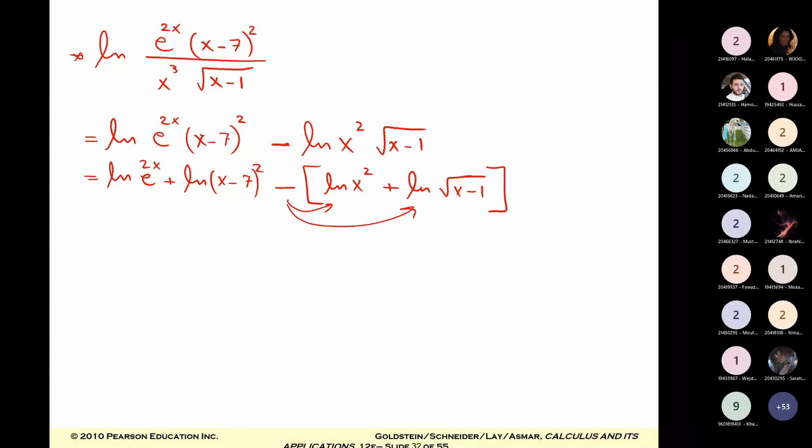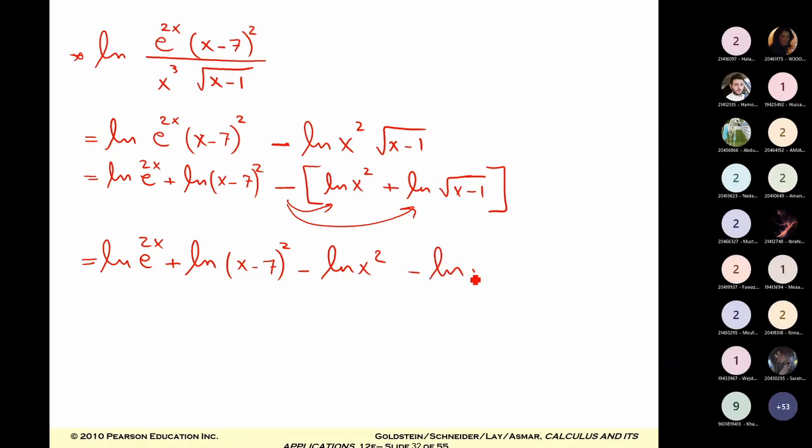Okay Karim, so we have ln e to x plus ln x minus 7 square minus ln x square minus ln radical x.